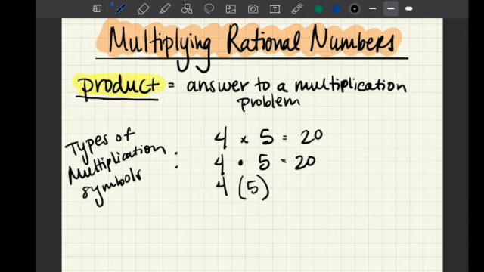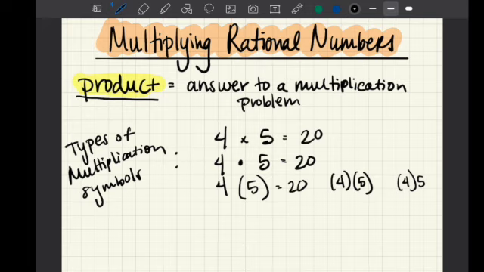The parentheses mean multiply. Most of the time you'll see the parentheses on the second number. Sometimes you can also see the parentheses on both numbers, 4 times 5 like this. And sometimes you'll see it on the first number. But it's not as common, but it still means 4 times 5.